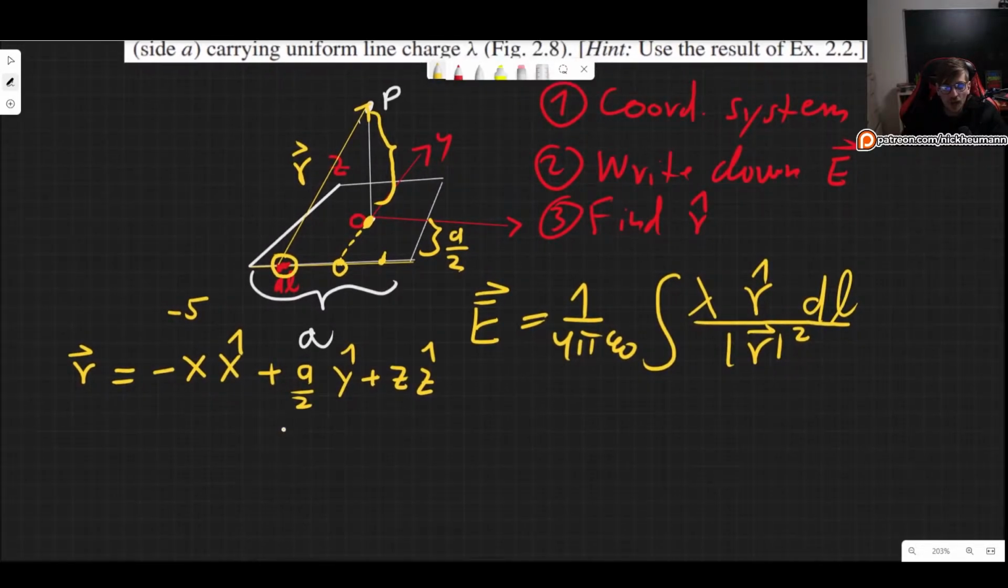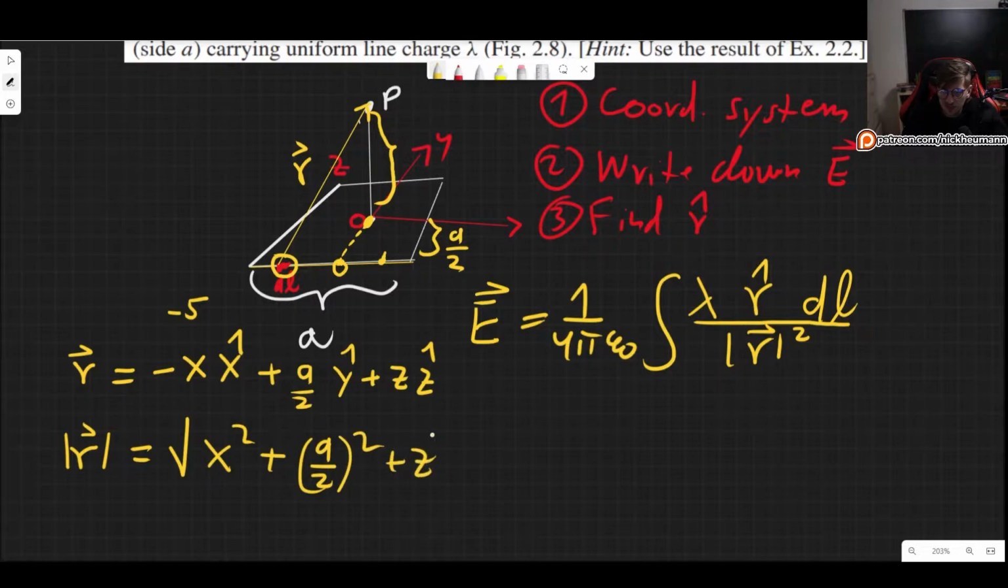Okay, now what is the magnitude of this vector? Well, that is simply Pythagoras' theorem, but extended to 3 dimensions. So the magnitude of this vector is the square root of this thing squared plus this thing squared plus this thing squared. All right, so that's x squared plus a over 2 squared plus z squared. Okay, and thus, of course, the R hat vector, the unit vector, is simply R vector divided by its magnitude.